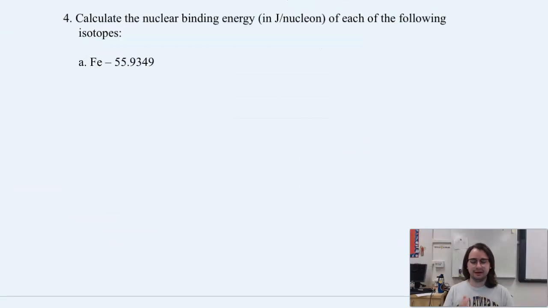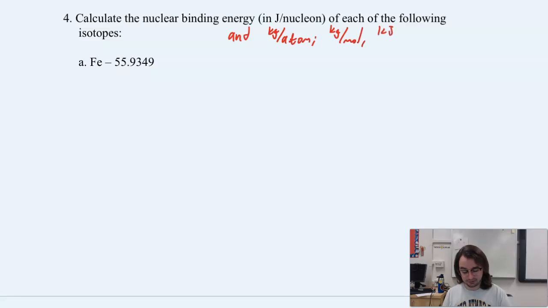So it says that we want to calculate the nuclear binding energy in joules per nucleon of each of the following isotopes. But I also want to calculate it in kilograms per atom. And I also want to calculate it in kilograms per mole. And I'm also going to do kilojoules per mole and joules per atom. And the reason why I'm showing each of these steps is because those steps are going to help me get to joules per nucleon.